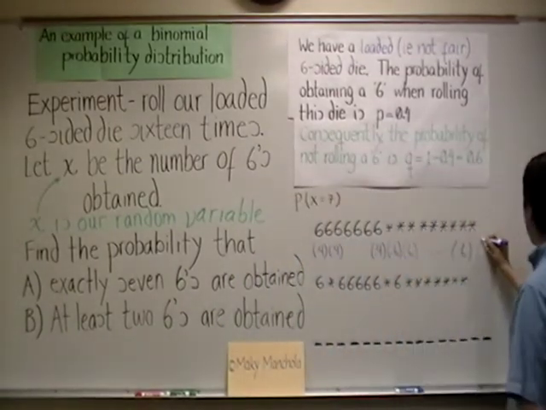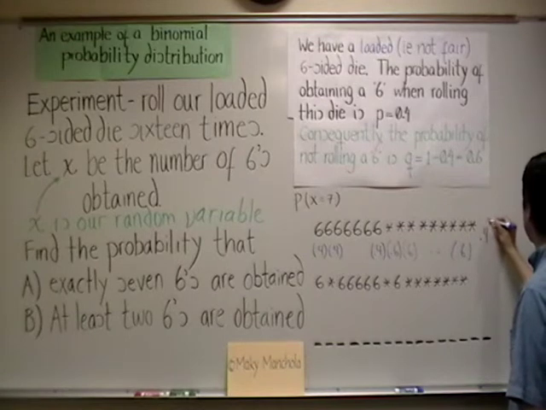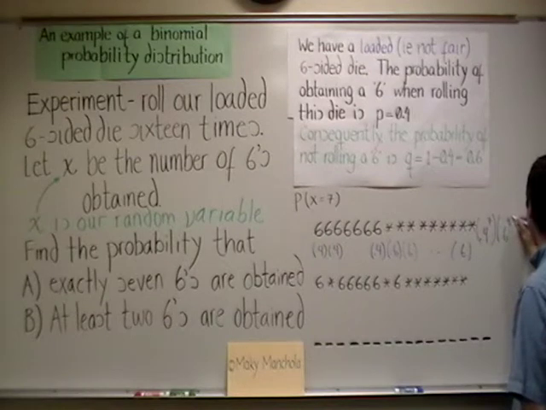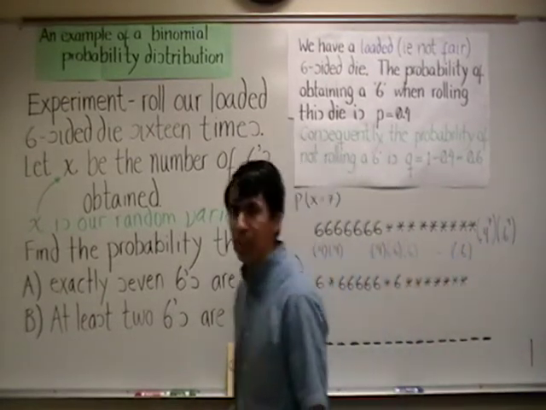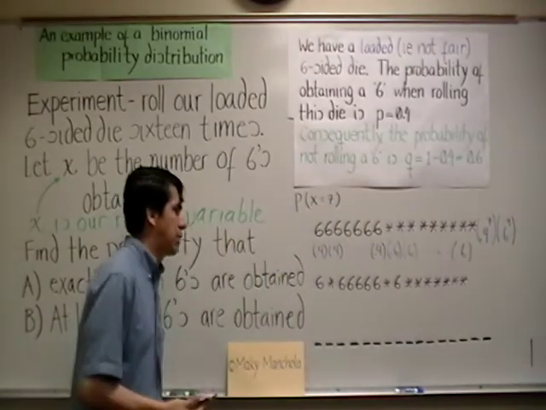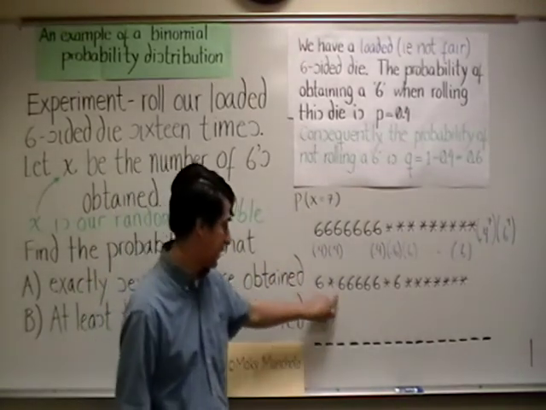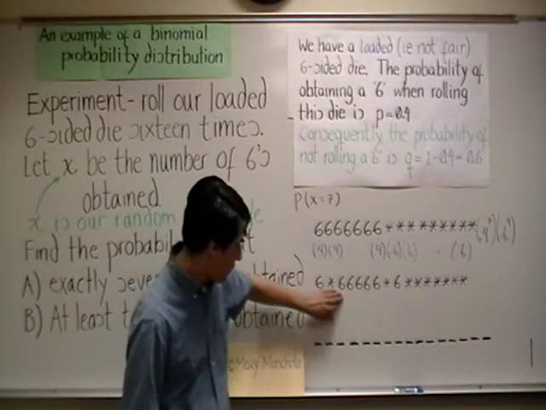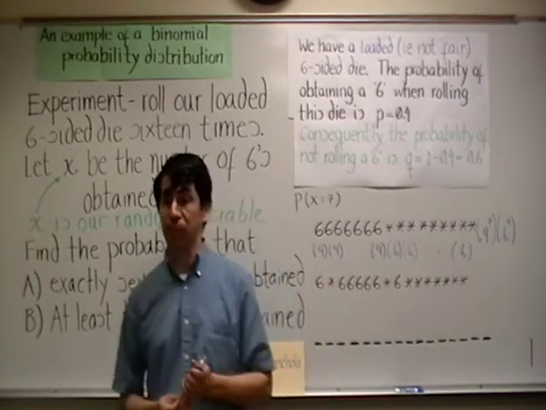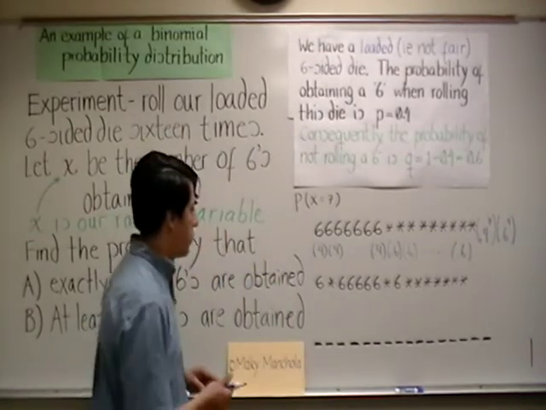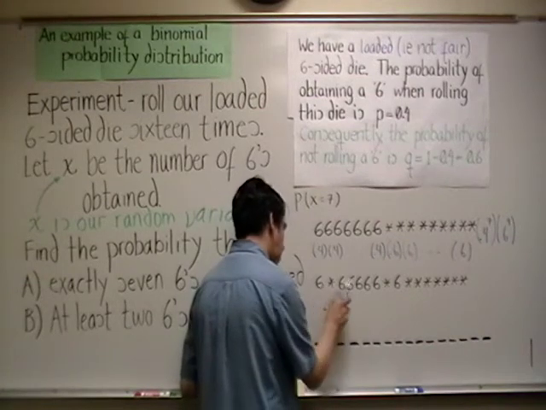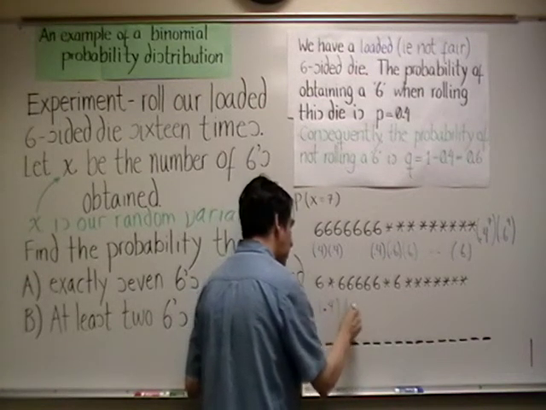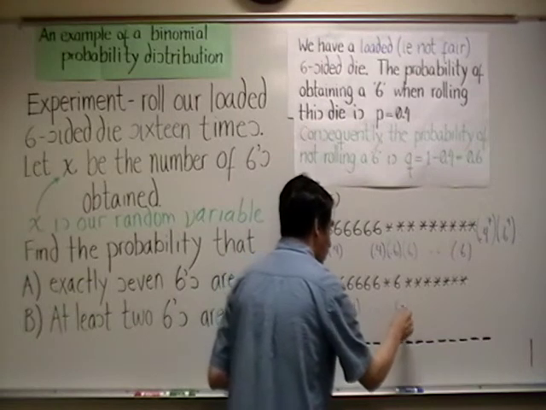So you have 0.4 to the 7th times 0.6 to the 9th. Now that was just this case. What about this additional case? Well, let's think about what you're going to get for the 6s. 0.4 for each of the 6s. So you get 0.4 here, 0.4 there, and so on. You can get 0.4 over here as well.